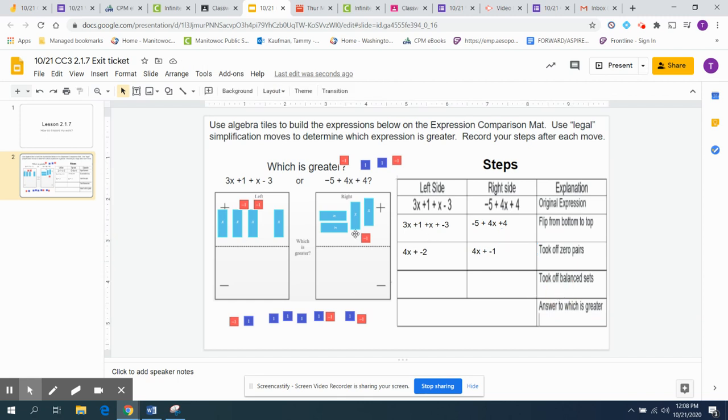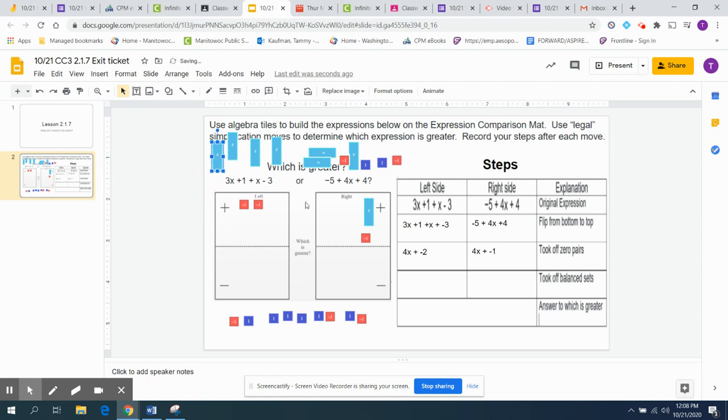Next thing it says to do is take off balanced sets. So on both sides, I'm taking off my x's. I can do that because I'm changing the value of both sides, but I'm changing the value by the same amount on both sides. So I'm allowed to do that. And then I'm going to take a -1 off of both sides because there's a -1 on both sides.